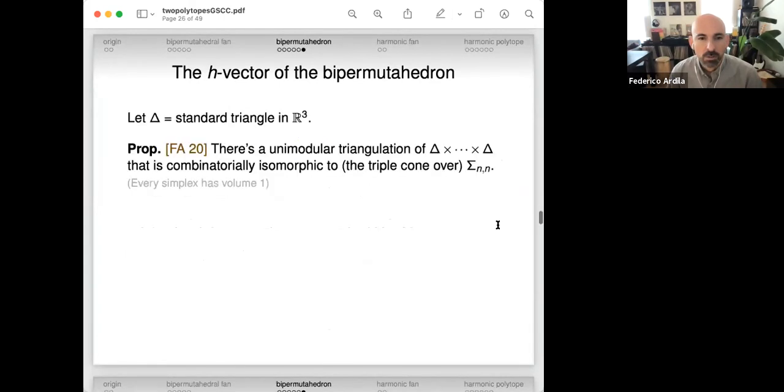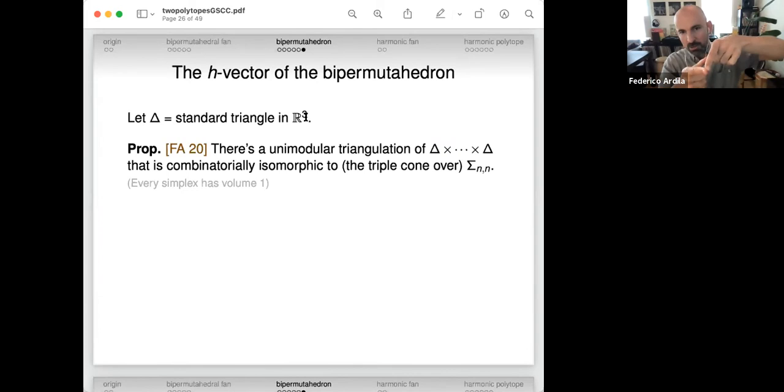So maybe I'll say that before meeting up with Katarina Johenko, I had discovered this other thing. When I was still trying to understand this bipermutahedral fan, I found a different model for it, which I will describe now. Let's take the standard triangle in R3. What I mean is take the points (1,0,0), (0,1,0), (0,0,1). That's an equilateral triangle in R3.